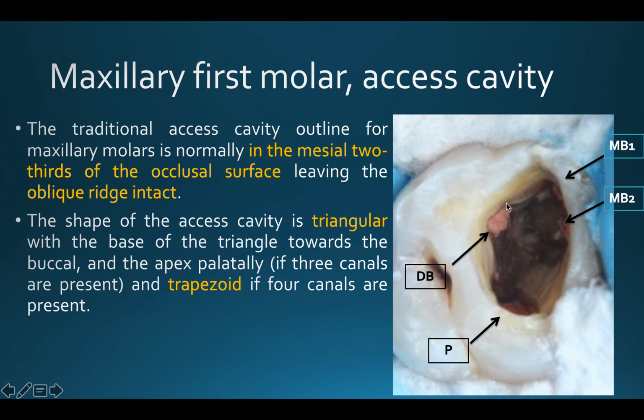The buccal wall of our access cavity is not parallel to the lingual wall because the mesiobuccal canal orifice is located more towards the buccal side than the distobuccal canal orifice, and the palatal canal orifice is located and centered under the mesiopalatal cusp tip. The mesiobuccal orifice is located under the mesiobuccal cusp tip.